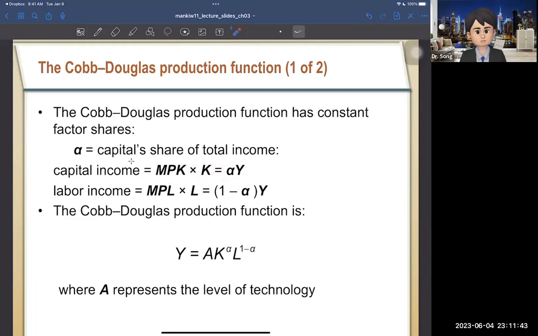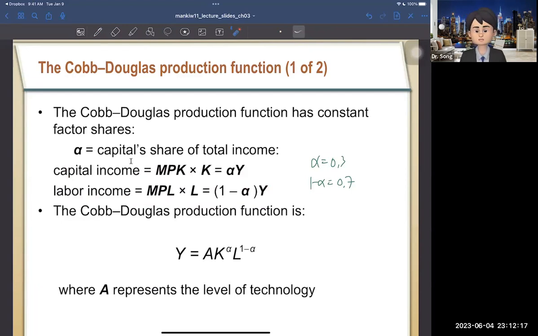Since the US has a labor share of the total income of 70%, that means to represent the US economy, alpha is 0.3 and 1 minus alpha is 0.7. That's why the labor income is going to be about 70%, because 0.7 times Y is 70. So let's say this was 0.7 times Y and this was 0.3 times Y. So the ratio is going to be 3 to 7. Okay.